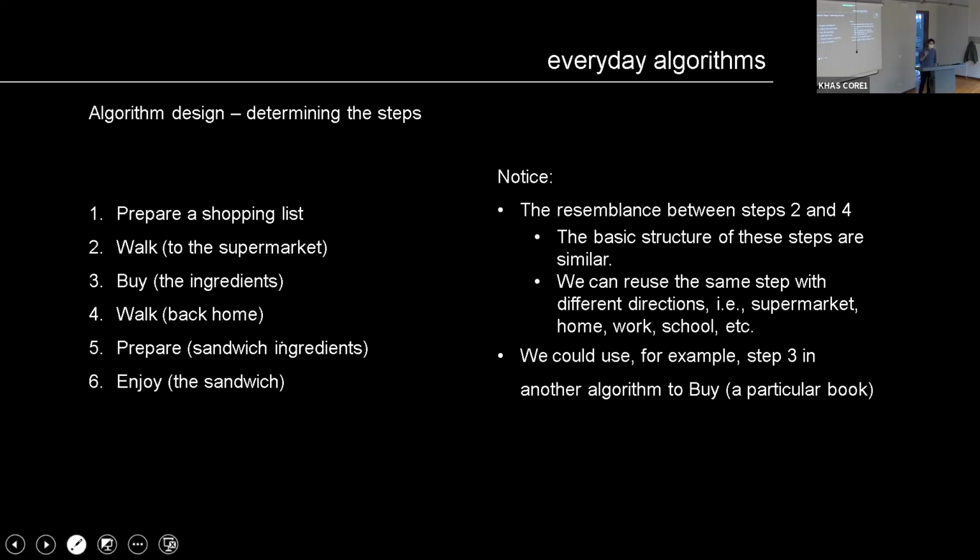This idea of finding the pattern will be helpful for us to understand Python functions, and actually any function in any coding language, in a sense. There's a similarity here. You walk to the supermarket, then you walk back home. There's something significantly similar going on in these two steps, which is basically finding the direction and taking steps, right? When it comes to walking, the basic structure of these steps is similar. We can reuse the same step with different directions, that is supermarket, home, work, school, etc. If you define a walk function, which I will give the details of in a minute, you can use that function for every direction that you want to walk to, right? That will be a simple case for us.